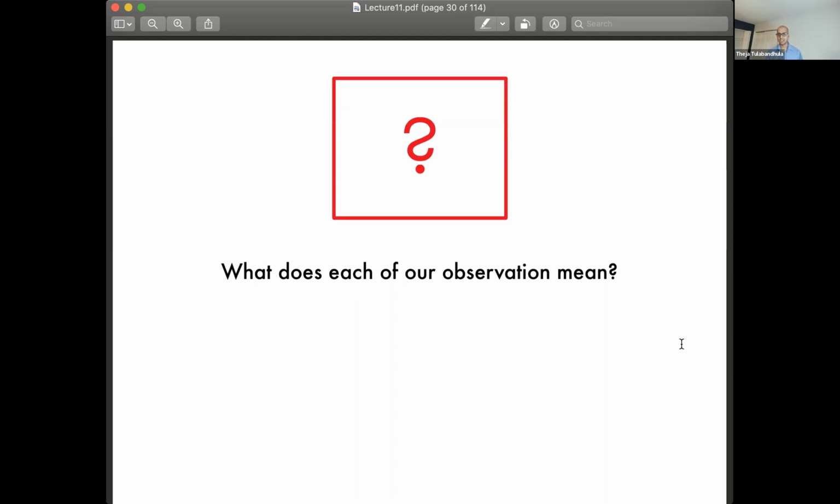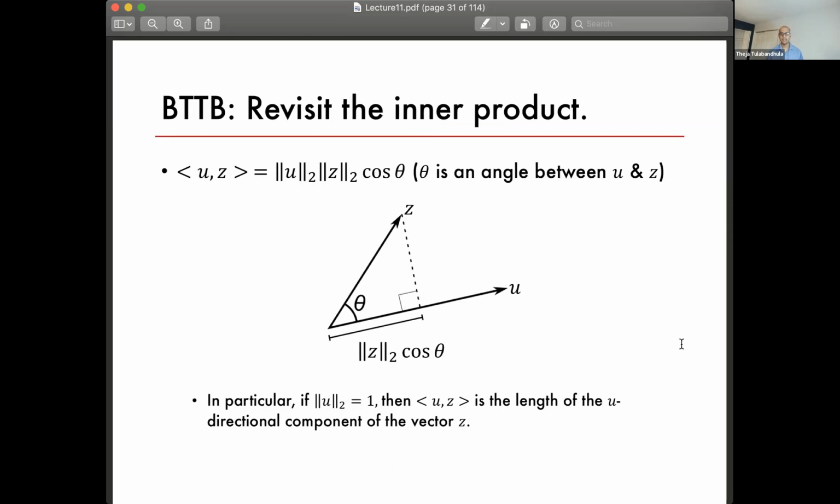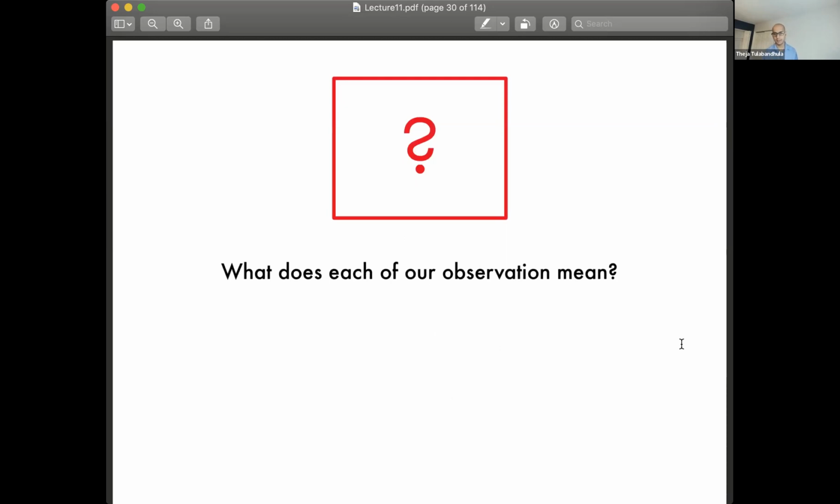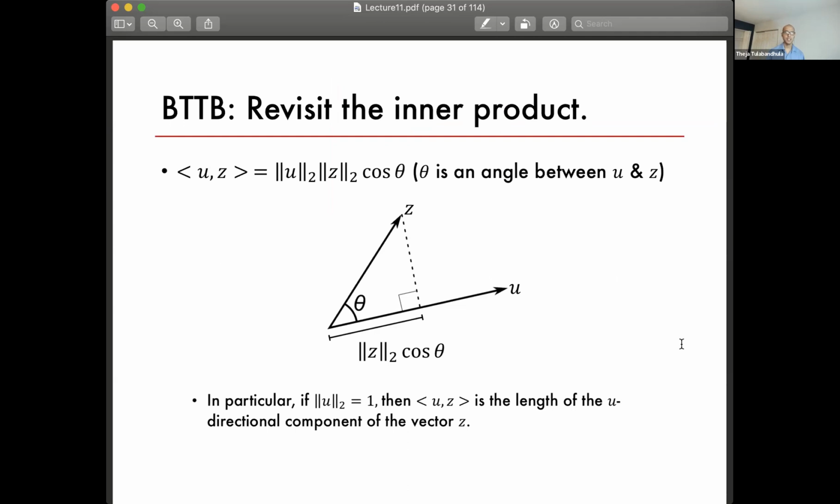So, what does each of our observation mean? Let's actually come back to some basic linear algebra for a second, and then come back to your question, Shubham. So let's revisit what an inner product means, right? So if you think of an inner product between two vectors, u and z, it's just defined to be the norm of u times the norm of z times the cos of the angle between those two vectors. Okay. Or cos of theta is just the inner product divided by the norms of the two vectors. Okay.